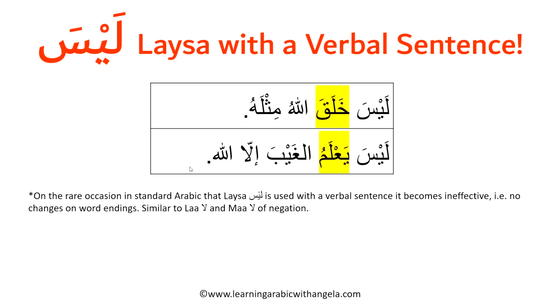So لا يعلم الغيب إلا الله. So over here as well with a verb. So we know Laysa is commonly with a nominal sentence, but very rarely it can be used with a verb. And that is similar to when we say ما خلق الله مثله, أو ما يعلم الغيب إلا الله, أو لا يعلم الغيب إلا الله. So the same kind of function over here, and it becomes ineffective. There's no change regarding the case endings.